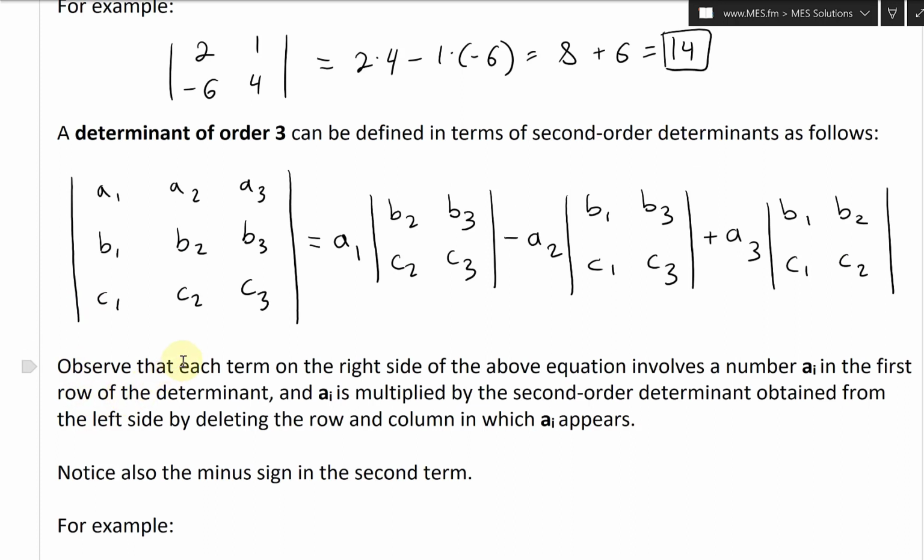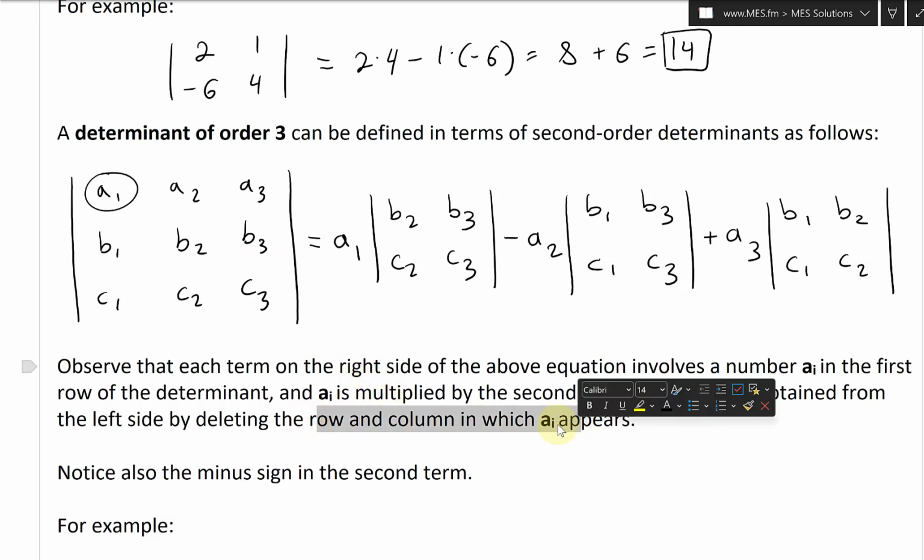Now observe that each term on the right side of the above equation involves a number Ai, so A1, A2, or A3, in the first row of the determinant, and is multiplied by the second order determinant obtained from the left side by deleting the row and column in which Ai appears. In other words, if you have this A1, you can get its determinant by eliminating the row and column in which Ai appears.